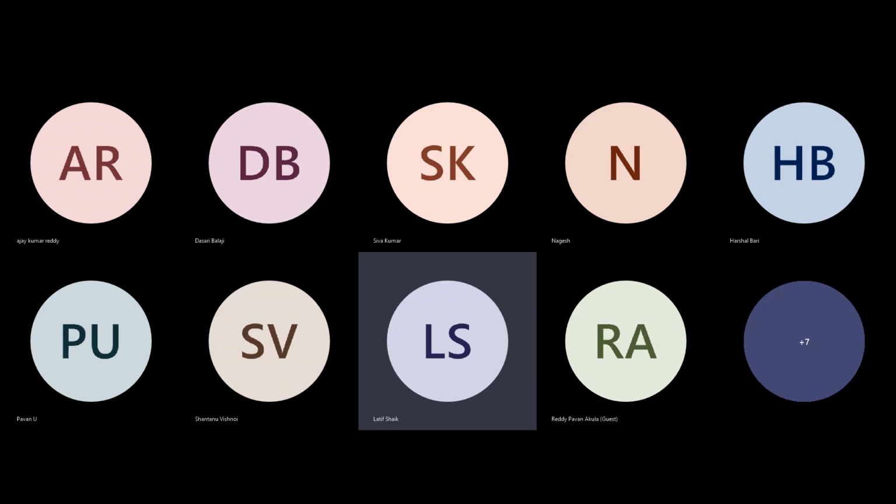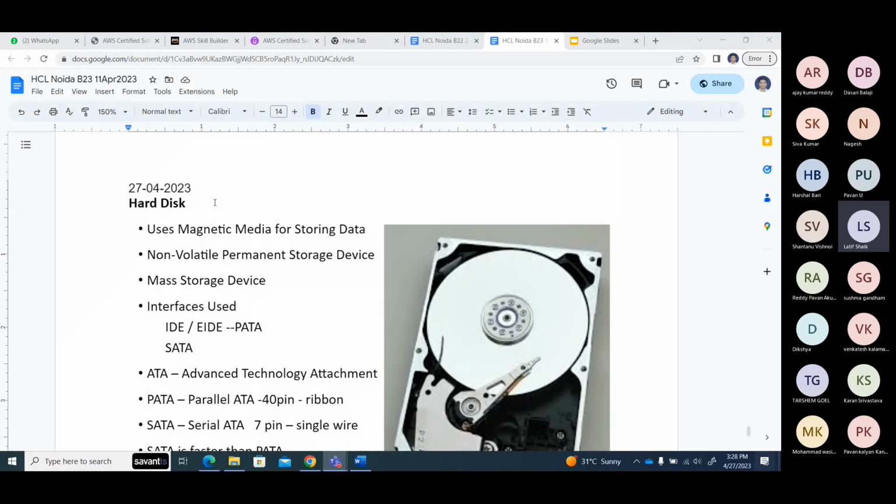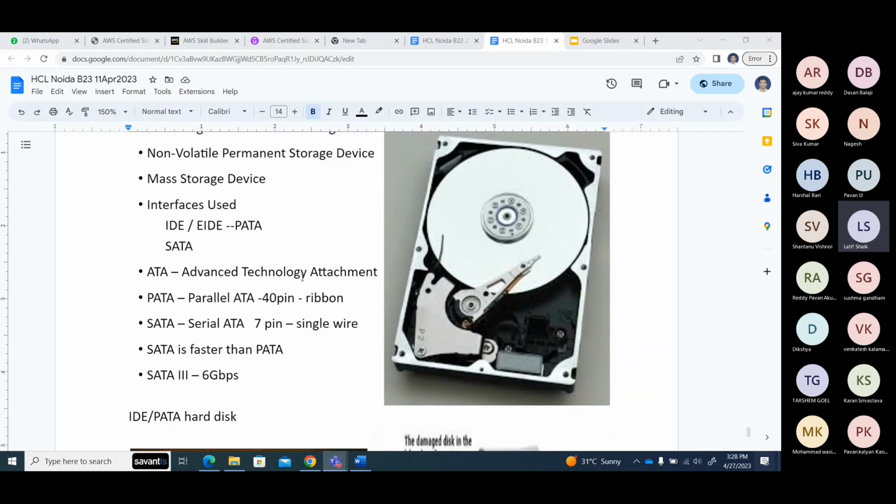What is the hard disk? What is the use of a hard disk? It is secondary storage, a mass storage, so a large amount of data can be stored in our hard disk. Okay, so this is what is inside our hard disk.